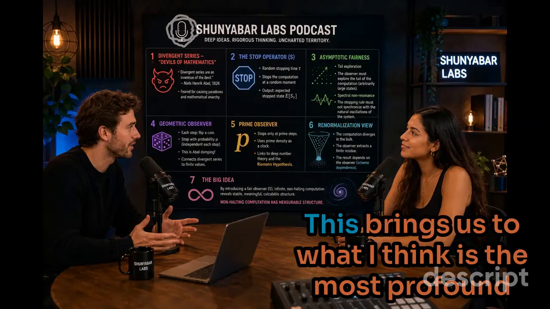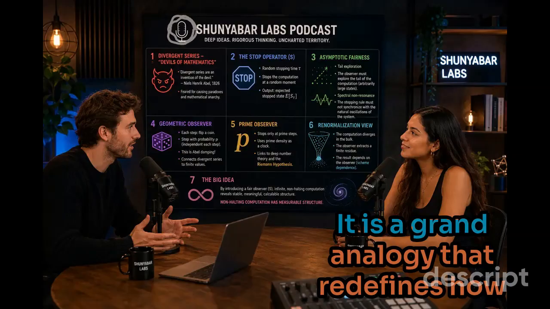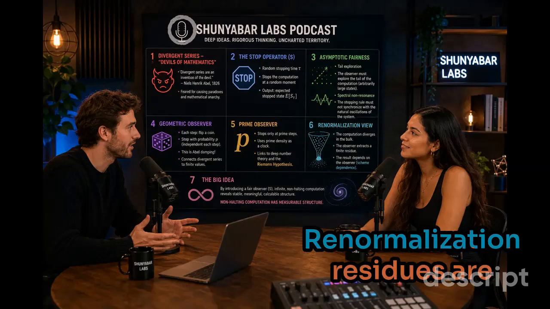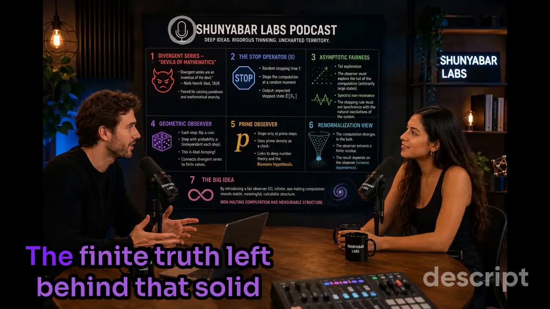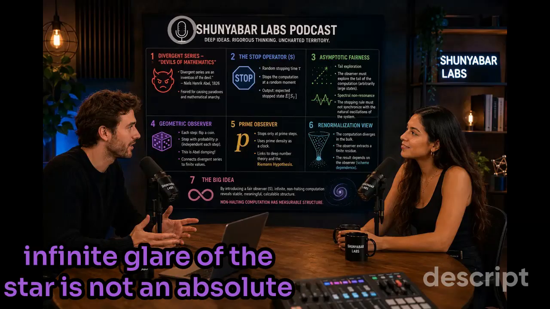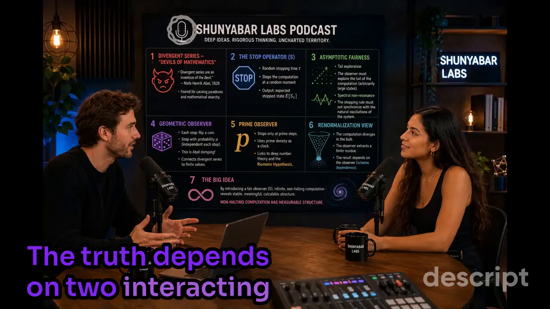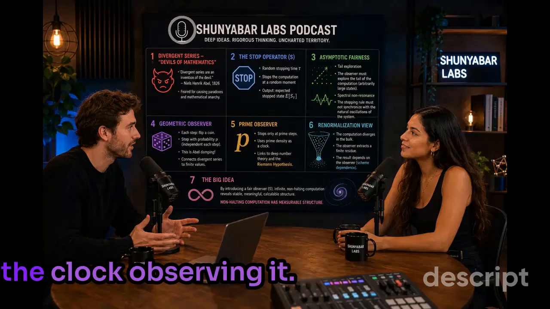This brings us to what I think is the most profound synthesis in the entire text. It is a grand analogy that redefines how we should view math. Renormalization residues are coordinate dependent. That is the ultimate takeaway. The finite truth left behind, that solid core you see after peeling away the infinite glare of the star, is not an absolute static number floating in the void. The truth depends on two interacting things, the mathematical path itself and the coordinate system of the clock observing it.